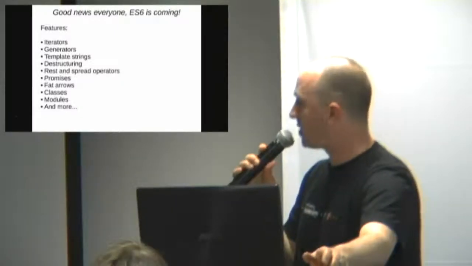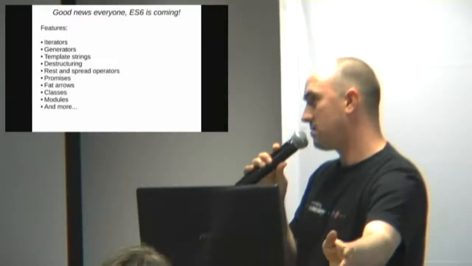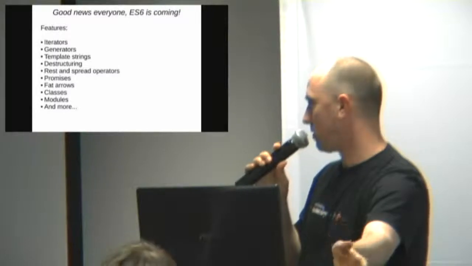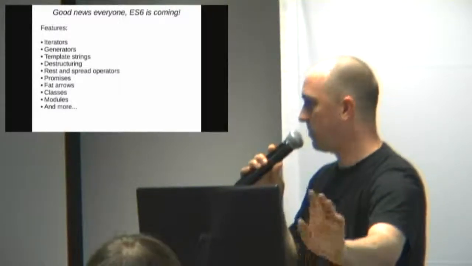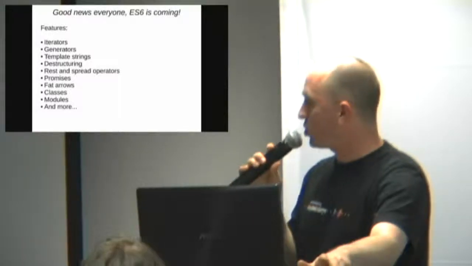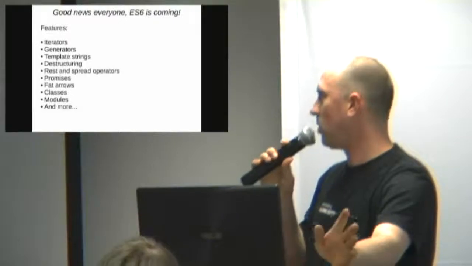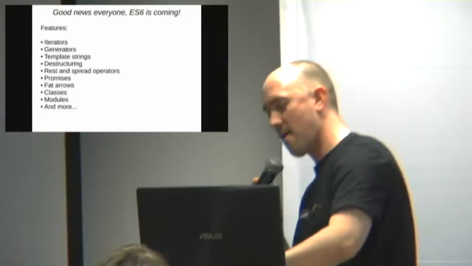Fat arrows, think lambdas that inherit their scope from the enclosing scope. Really useful for callbacks. A class system, it's actually still built on top of the prototype system, but whereas previously if you were using JavaScript and you wanted classes, you'd have to build your own. They've done it for you. And a module system which works reliably. There are some implementation details to that one, but you don't have to worry about them.